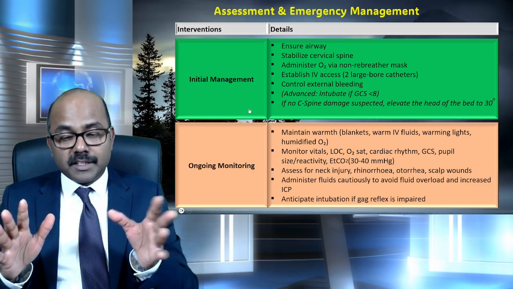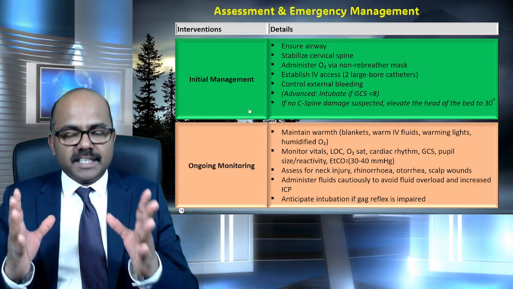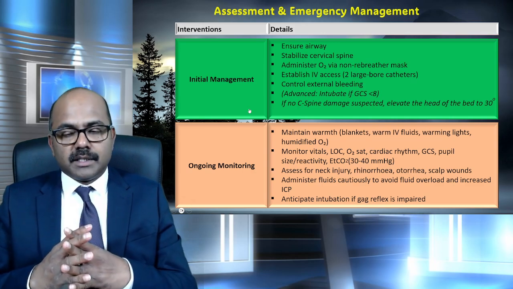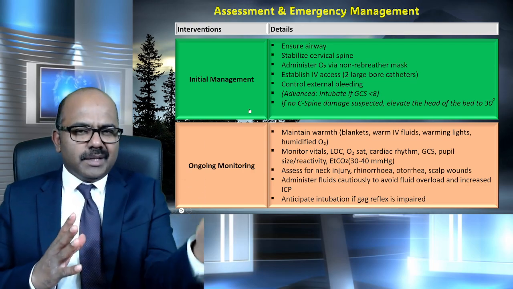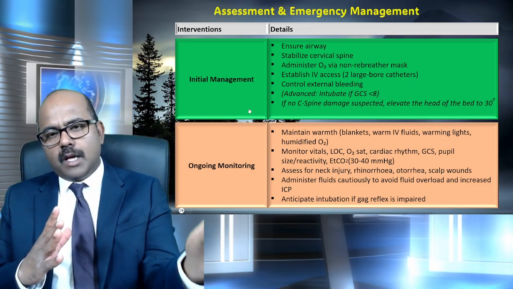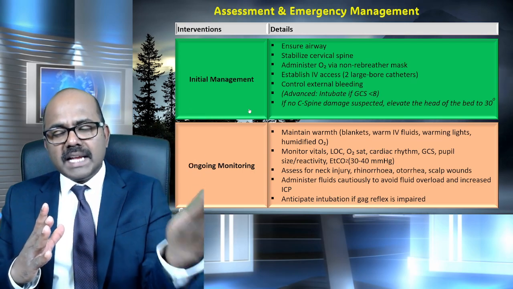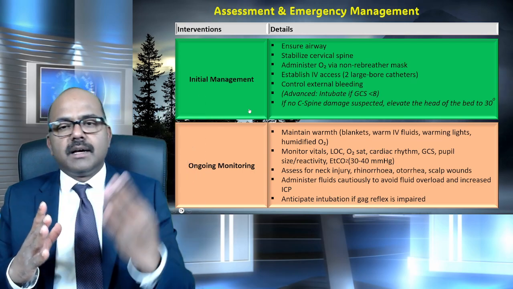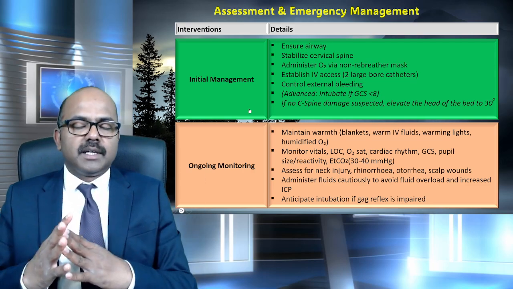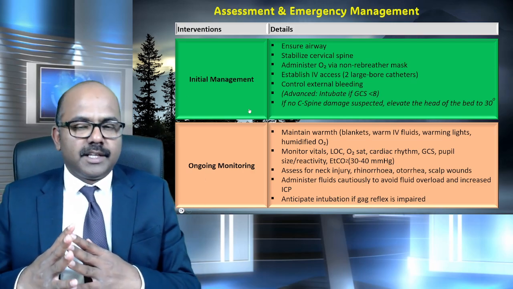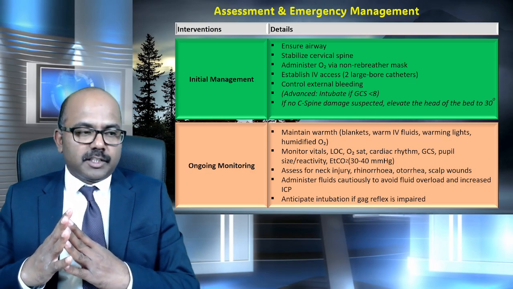But if a cervical spine injury or any spinal injury is suspected, keep the bed in a neutral position. You can still tilt the whole bed, not just the head or leg. Tilt the whole bed slightly up to improve the venous drainage if you suspect any spinal injury.